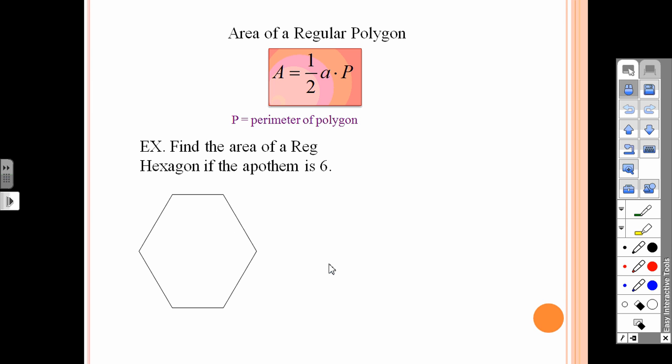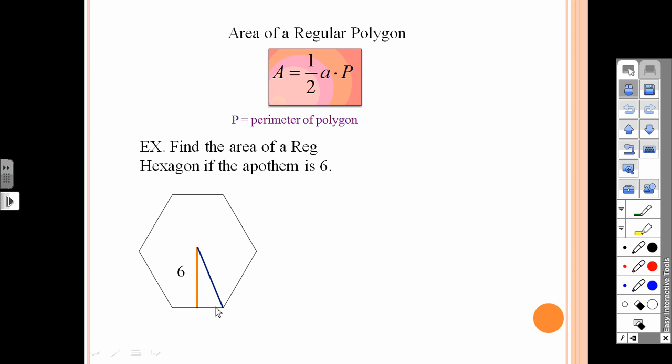Okay, so here's an example. It says find the area of the regular hexagon if the apothem is 6. So let's go ahead and draw in the apothem. We know it's 6. The next thing that we would have to do is to draw in the radius. And you can draw the radius either to this vertex or to that vertex, but we only want to draw it to one vertex so that we get a right triangle. So I'll go ahead and draw that in. The next thing we're going to want to do is, we already know that this is a right angle, so we're going to want to figure out what this angle is right here.